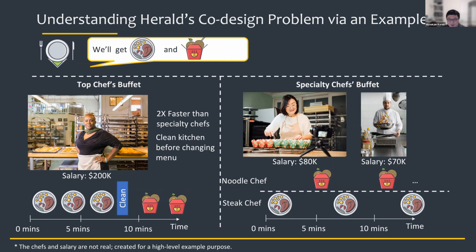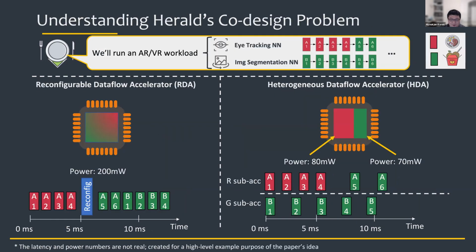On the other hand, we can also think about another type of buffet restaurant, which is the specialty chefs buffet. We could hire different specialty chefs for each menu and distribute the cooking across each chef, and we can assign the preferred menu to each specialty chef. And the same approach can be applied in the DNN accelerators domain.